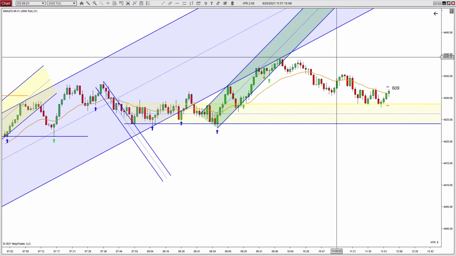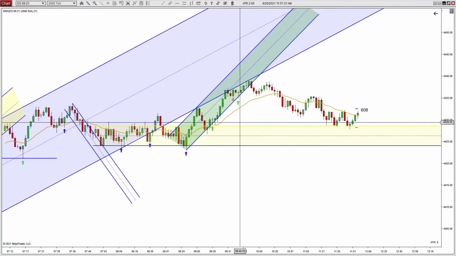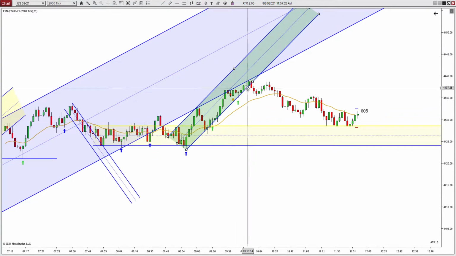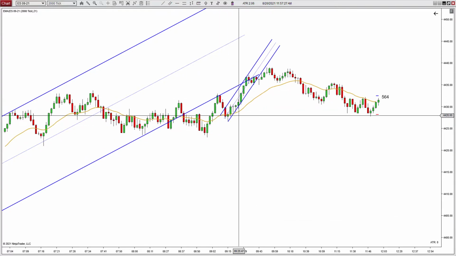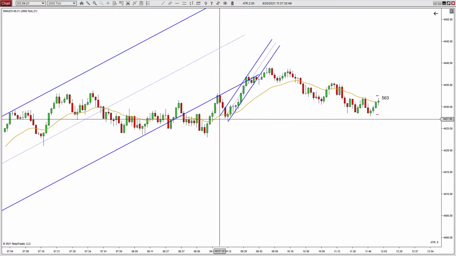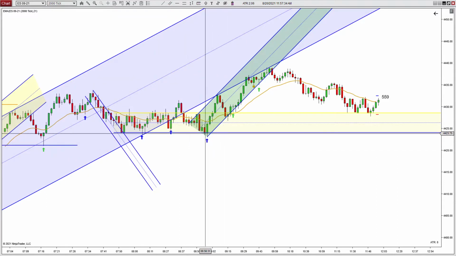There's two ways to look at this one. I'm not sure if the green channel was correct, or I'll show you the other channel, or this one here. But either way, for the trades that I have marked, it still works out the same way. So we'll just go with this one.